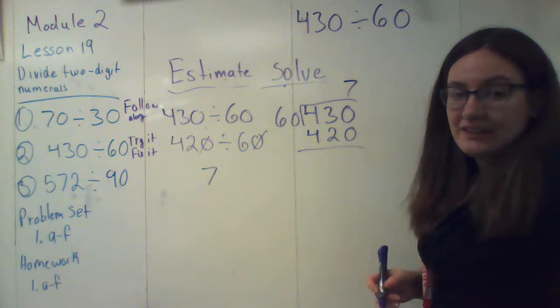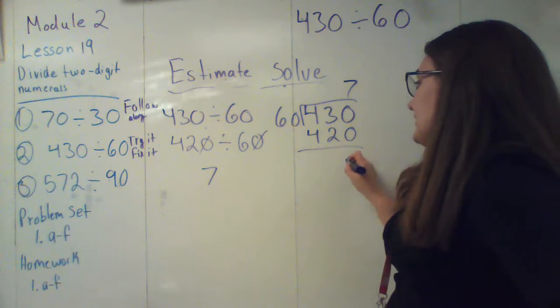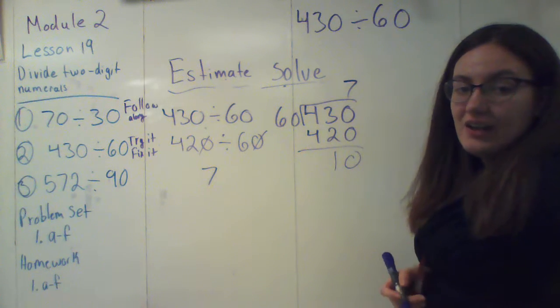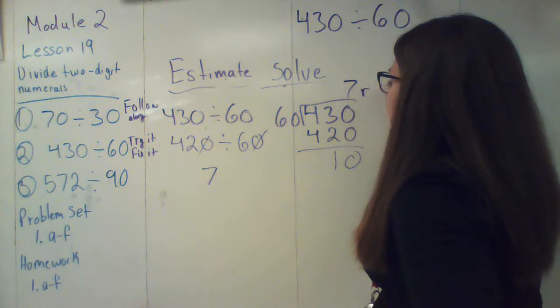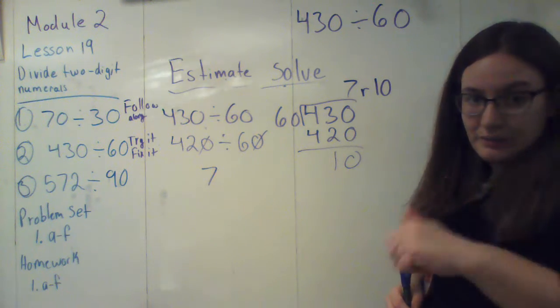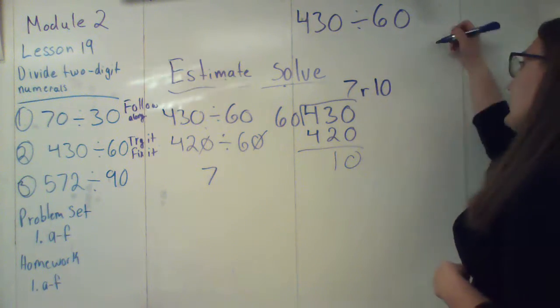And then I can go ahead and subtract. So 0 minus 0 is 0. 3 minus 2 is 1. 4 minus 4 is 0. So my final answer is 7, remainder 10. So if you got that correct, then awesome job. But we still need to check our answer now.